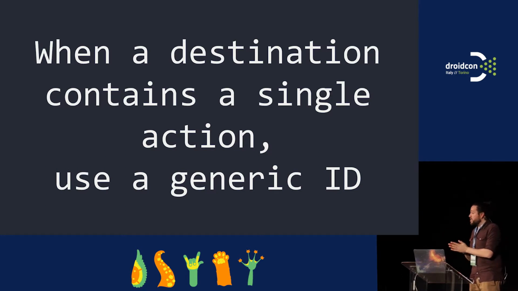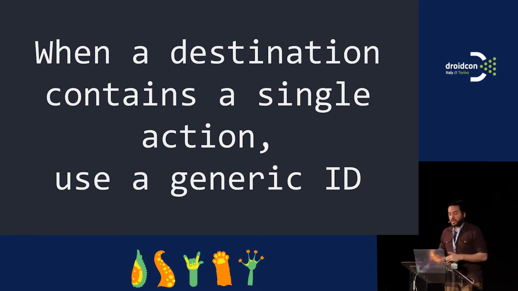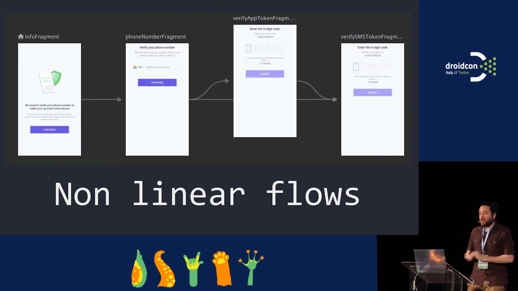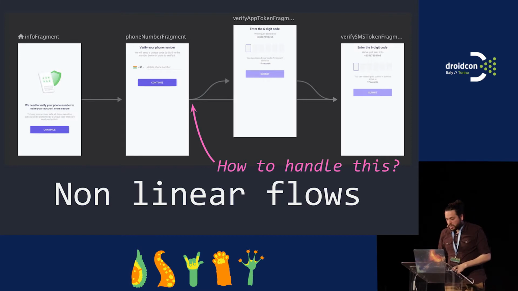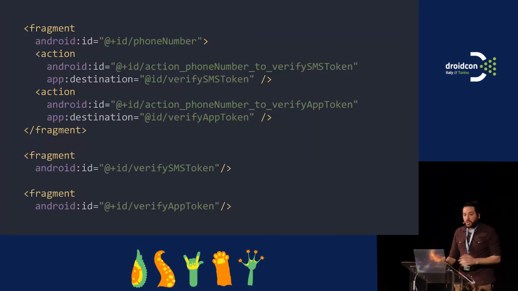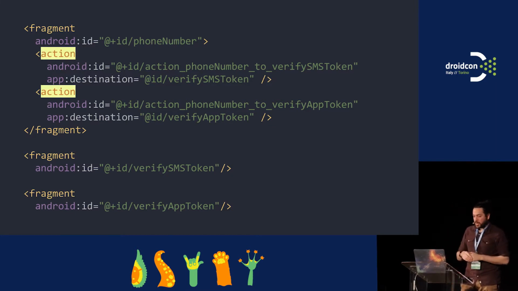So that's the rule that we decided to adopt in the team. When a destination contains a single action, we will always use the same generic ID, and basically it was action underscore next. Now, if we have nonlinear flows, something like this, you see, here the second fragment, the second screen, can have 2 targets. So how to handle this? If we look at the navigation graph, we have the first fragment here that has 2 actions. So we cannot use the same ID there, because then the fragment won't be able to know which action to really execute. If in one context you have 2 actions with the same ID, it's not working.